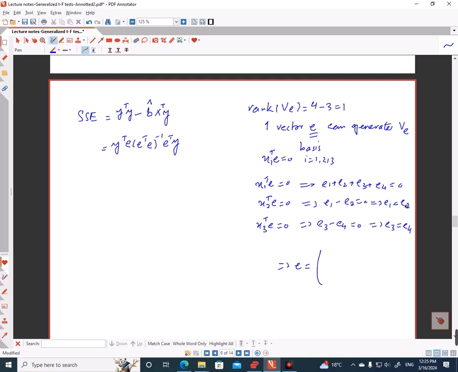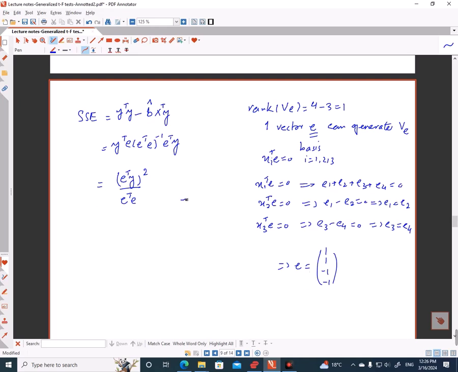The first and second elements must be the same, and the third and fourth elements must be the same. So let's take it very simple: 1, 1, minus 1, minus 1. And because we can generate the space of VE with one basis, I can compute SSE more simply, and I can write it in this way with this e. If I use this e, then you can of course simply obtain it, and e prime e is equal to 4.